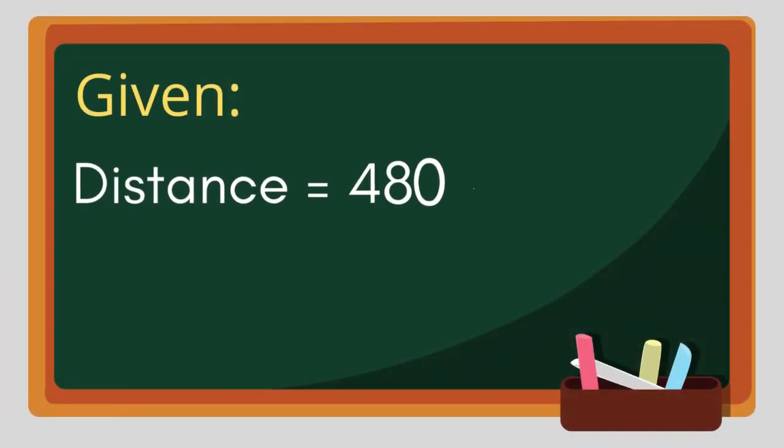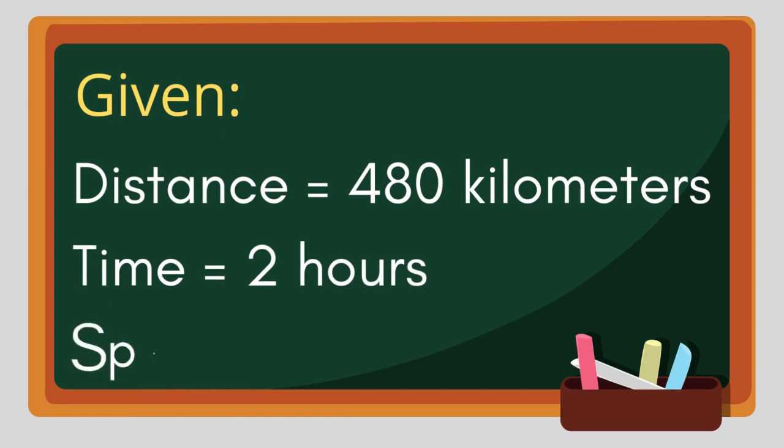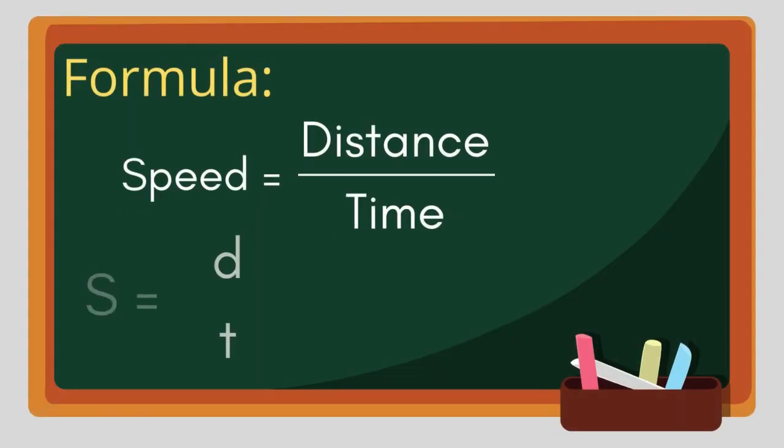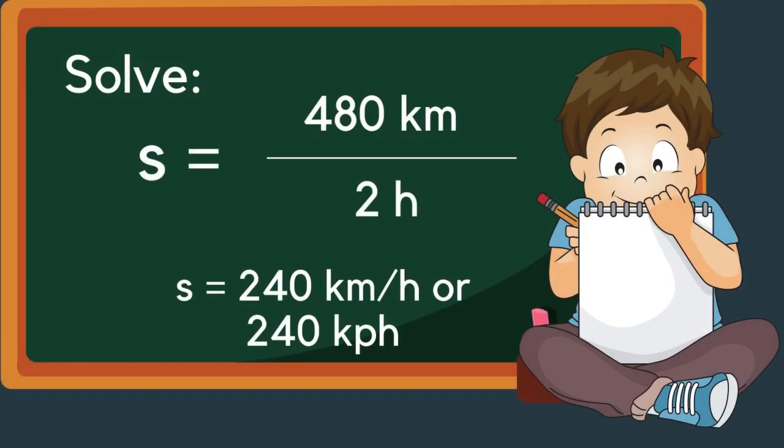Based on the problem that I read, the given facts are distance equals 480 kilometers, time equals 2 hours, and the missing value is the speed. Now let us solve and let us apply the formula, which is speed equals distance over time. In symbol, S equals d over t. Now let us substitute the value of each term. So the equation now becomes S equals 480 kilometers, which is the value of the distance, over 2 hours, which is the value of the time.